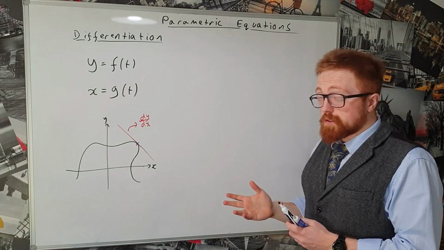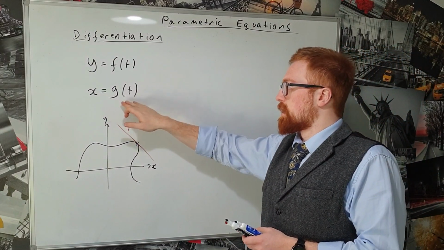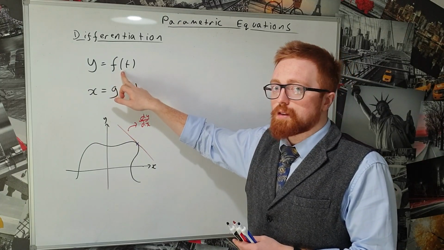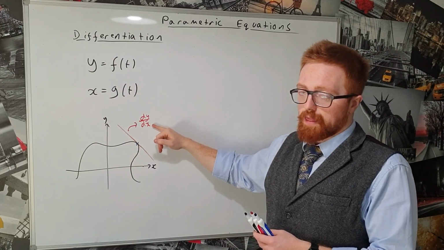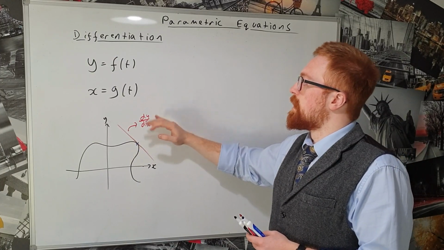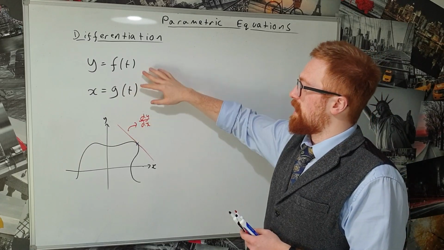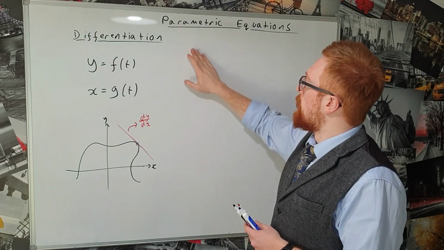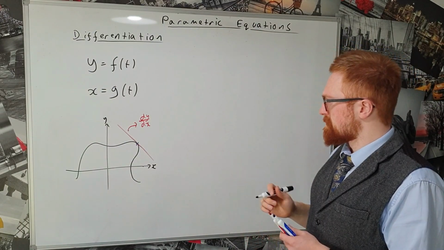Now, one way that a lot of students go about attacking one of these problems is to rearrange the second equation to make t the subject and then substitute that into their equation for y to come up with their Cartesian equation and then differentiate that as they normally would. However, sometimes it's not always possible to make t the subject of x, and very often that's actually much more complicated than using the little trick we'll show you, which is applying the chain rule.